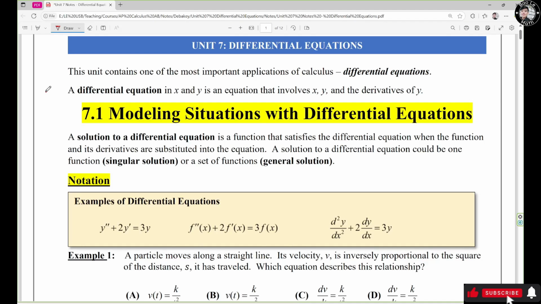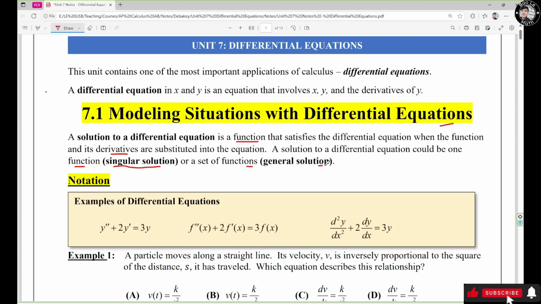Hello everyone, in this video we're going to explore topic 7.1, modeling situations with differential equations. A solution to a differential equation is a function that satisfies the differential equation when the function and its derivatives are substituted into the equation. A solution could be one function, called a singular solution, or a set of functions, which is a general solution.